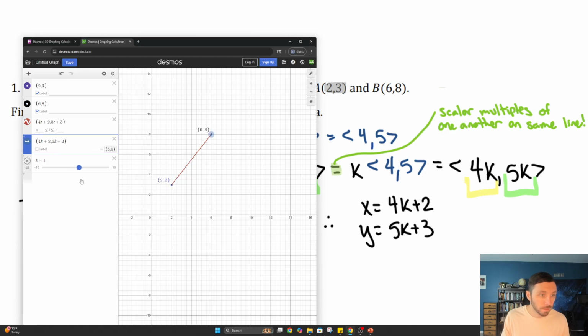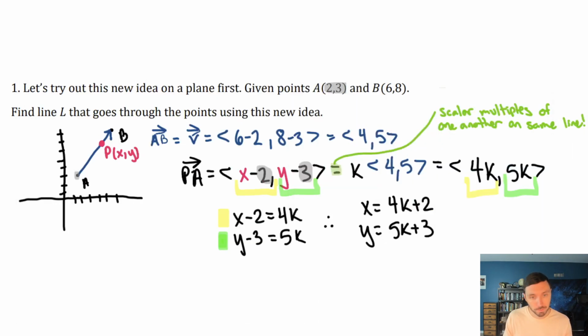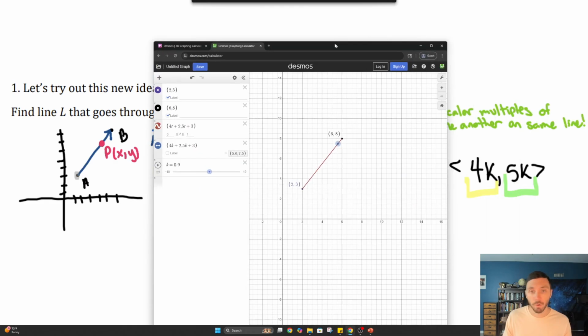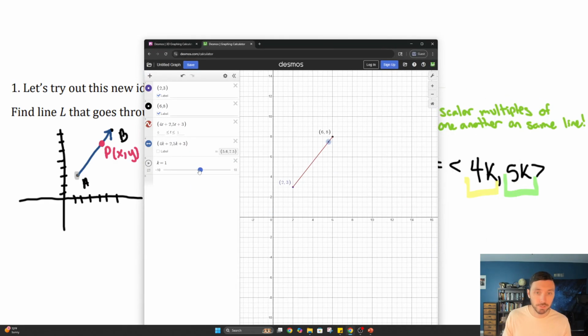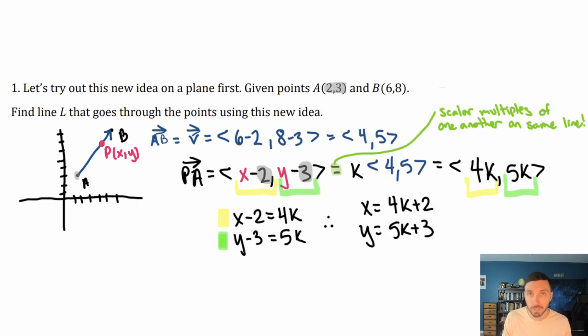So, say 0.9 seconds in, traveling from 2, 3 to 6, 8. This would be my location. This whole trick of it occurring from 0 to 1 was sort of by design in a lot of ways. But the whole premise is that this is just one way. So what we did was we parameterized the line in terms of its x component and y component.